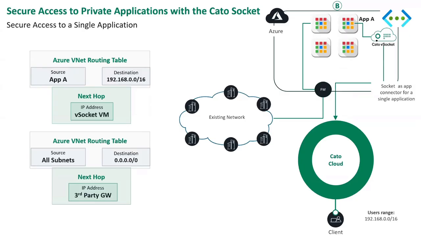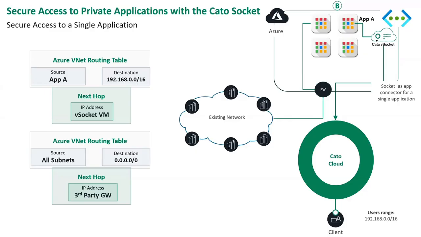And the second option is basically where you're using the vSocket as an app connector. So you can either create a specific route in the routing table or do all kinds of manipulations. We will talk about it in a bit. But here you can see that all subnets are forwarding the traffic to the internet through a gateway, which, in this example, is a firewall.